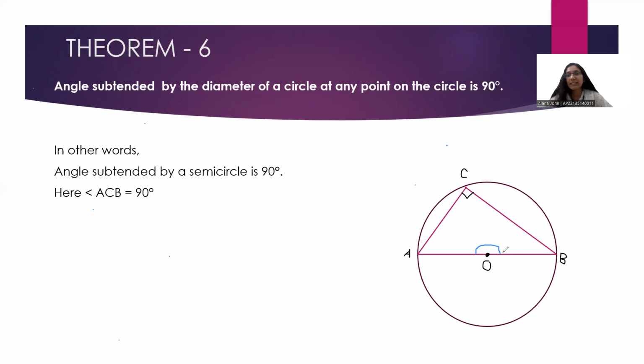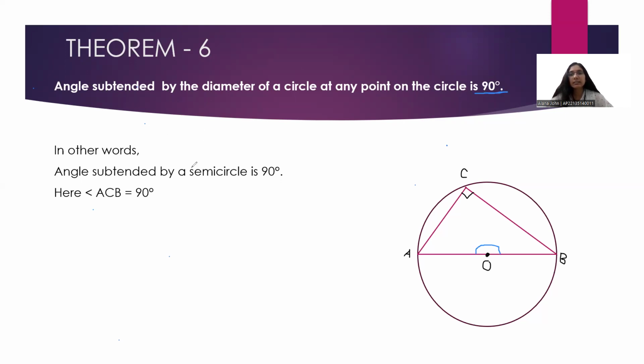Okay. Then by the previous theorem, we know that any angle subtended by them at any other remaining part of the circle will be exactly half of this angle. If this is 180 degrees, then half of this will be 90 degrees. So the angle subtended by this diameter on any other remaining part of the circle will always be 90 degrees.